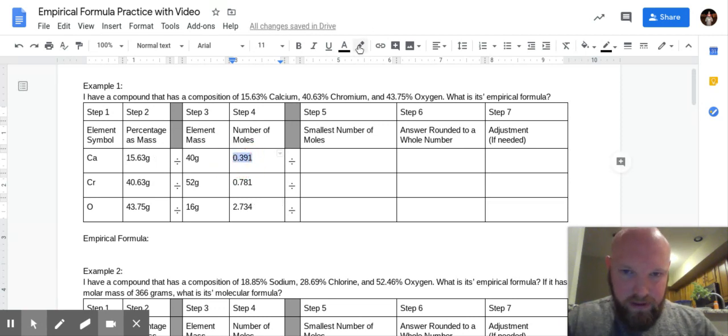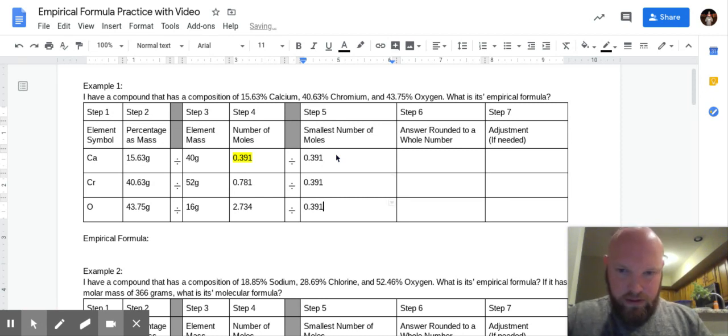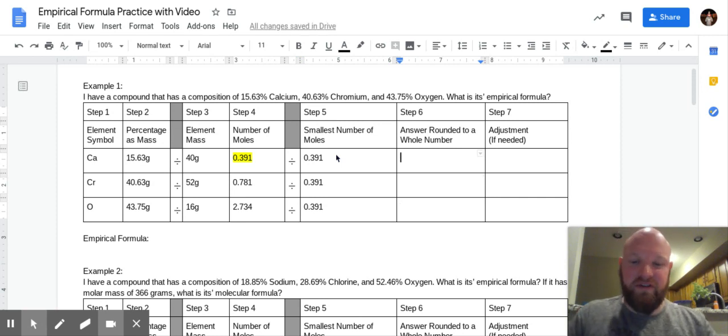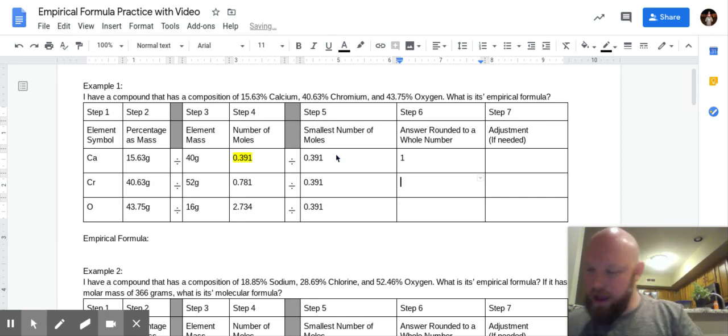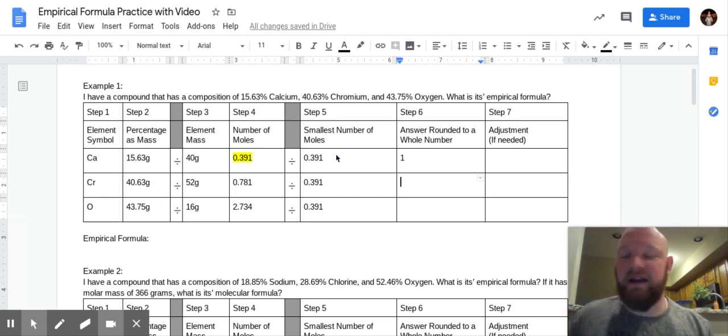I'm just going to highlight it in yellow so you can see it. So I'm going to divide it by 0.391 for all of them. Okay, so obviously the first one is just going to equal 1. I'm going to do 0.781 divided by 0.391, and I get 1.997. So I'm just going to round that to 2.